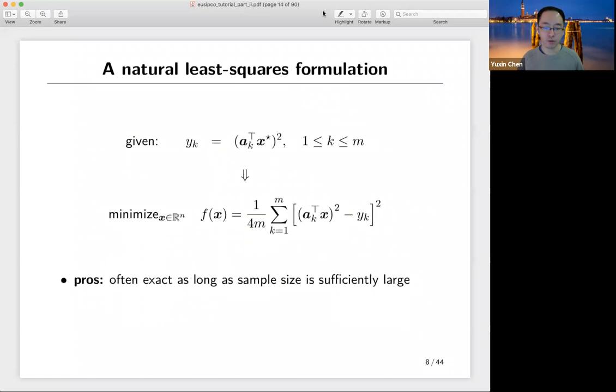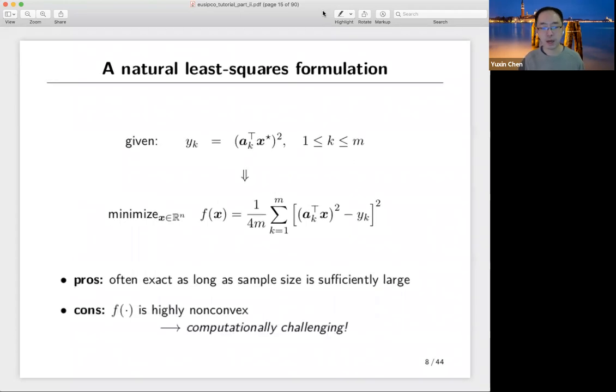Okay, and the good thing is that it is well known that if you do have many, many samples, suppose that you have infinite samples, and if you are able to solve the problem, you are going to be able to recover exactly the ground truth. The bad thing, however, is that this objective function is highly non-convex because it involves a degree four polynomial about x. So in general, it's computationally intractable to solve.